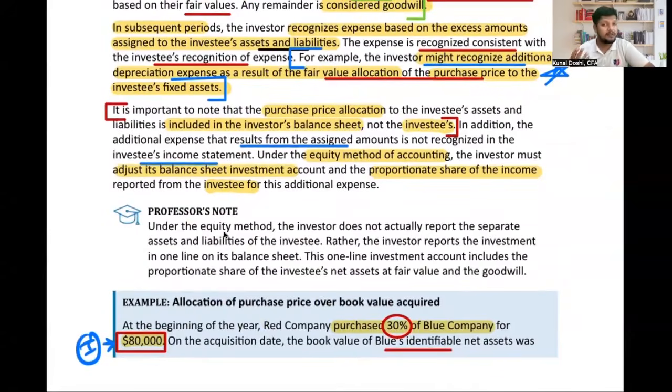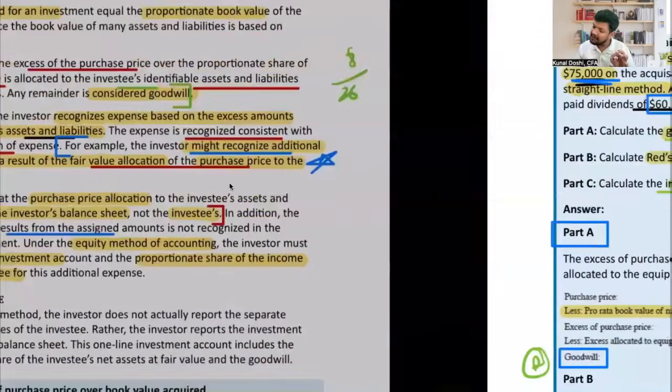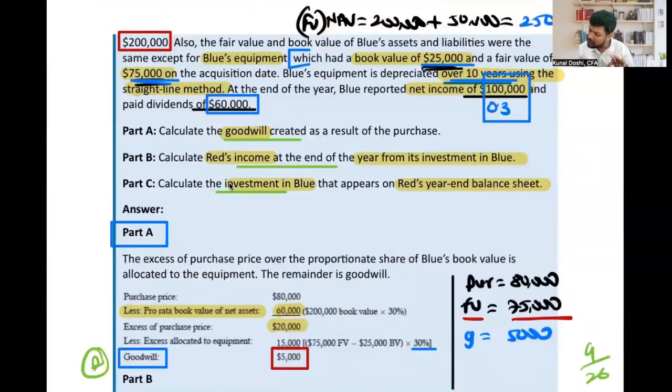30% of the company for 80,000. Now, this is what we paid. We need to compare this amount with what was the company's NAV. On the acquisition date, the book value of the company's NAV was 200,000.